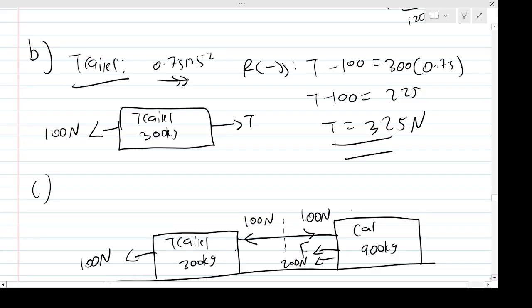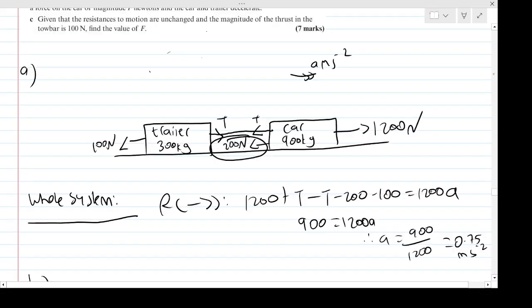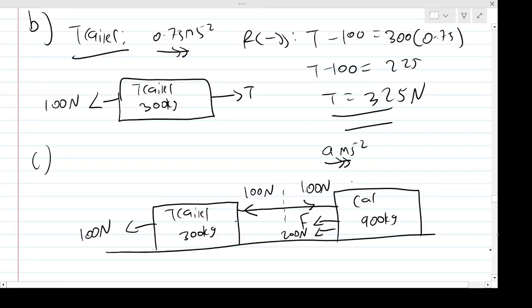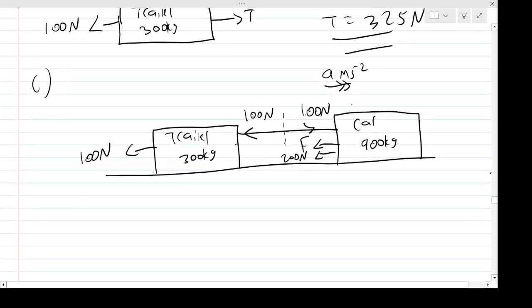Now, as for acceleration, you can put acceleration wherever you want. The acceleration would be different, obviously, because the forces have changed. I'll call that A. Okay. Right. So it wants me to find F here. So if I start to resolve, well, what could we do here?